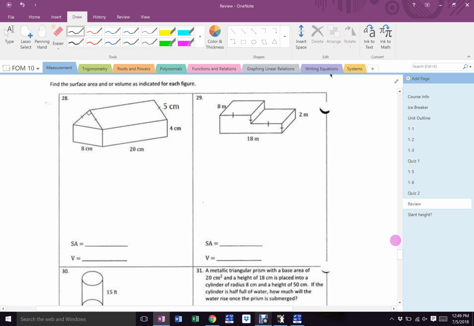Page over. Surface area and volume. Well, for surface area, times 2, times 2, times 2, times 2, and then plus the bottom. So it's 5 times 20 times 2. That covers the top 2 of them. 4 times 20 times 2. That covers the sides. I should do this in different colors. That will make it easier. 4 times 20 times 2.